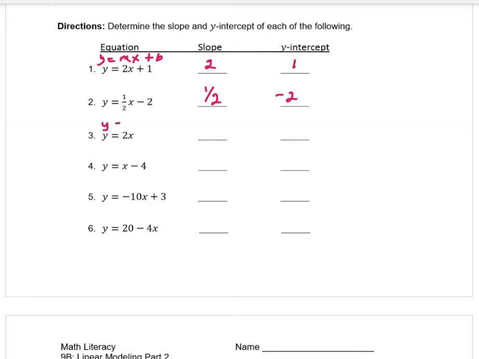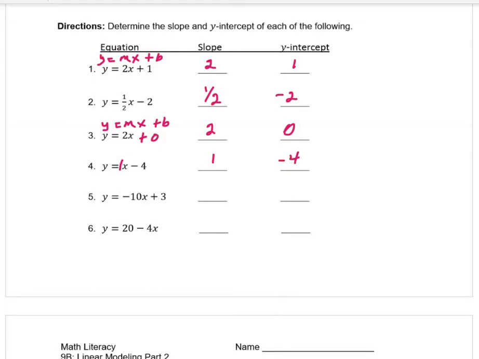Now, problem 3 doesn't look like it's exactly in slope-intercept form because I don't have a number that's added out here. Slope's easy to identify. It's 2. But what about the y-intercept? Well, I can add a 0 and not change the value of this equation. So my y-intercept is 0. And on problem 4, I don't have a number in front of the x, but I can easily put a 1 there because 1 times x is the same thing as x. So my slope is 1, the y-intercept is -4.